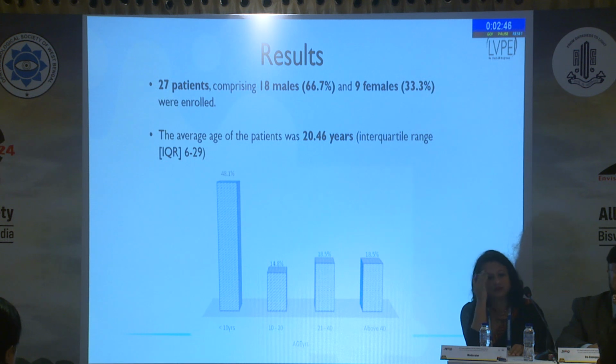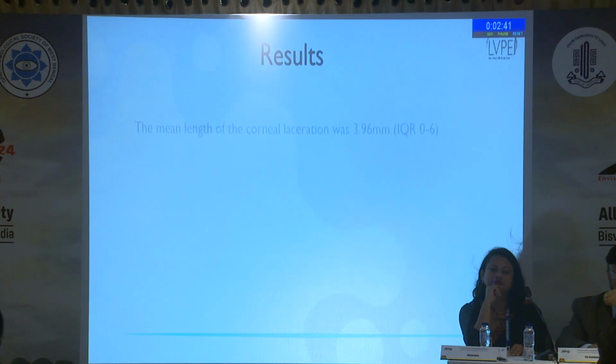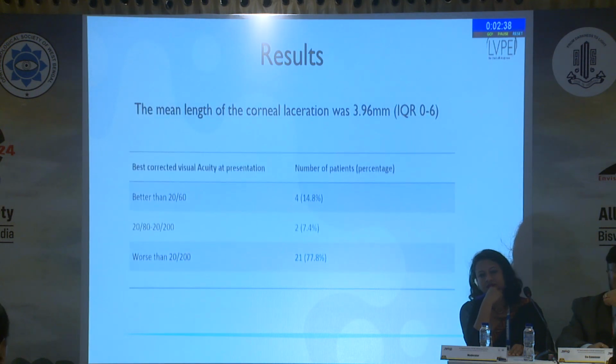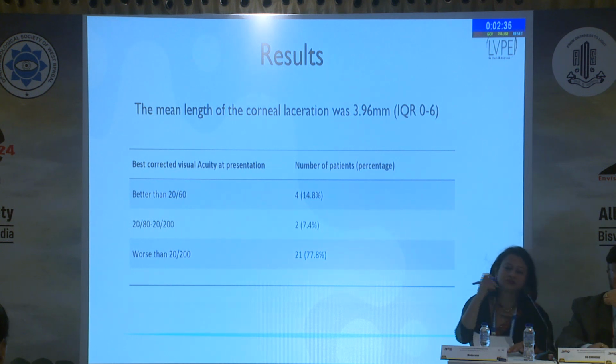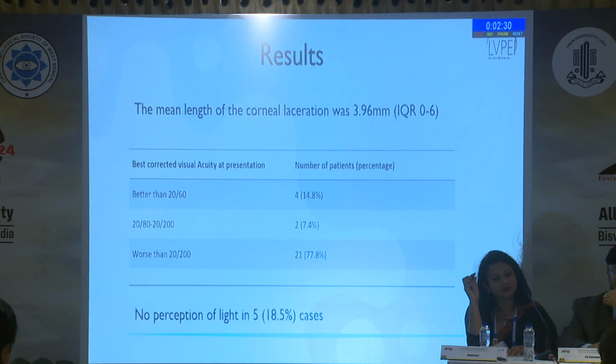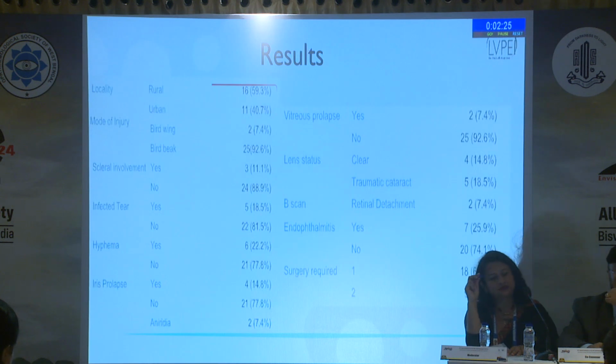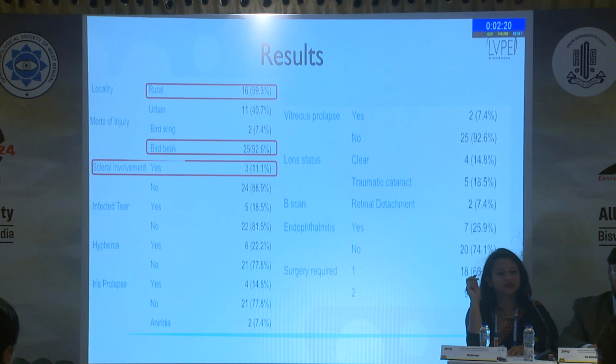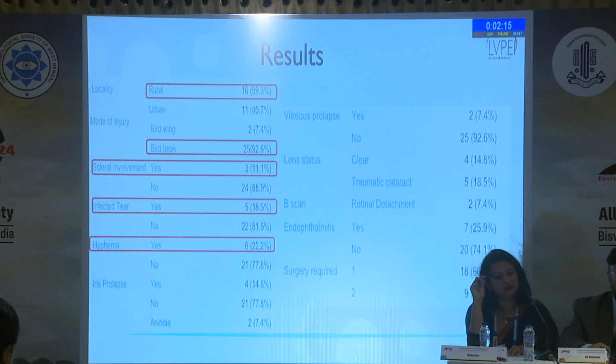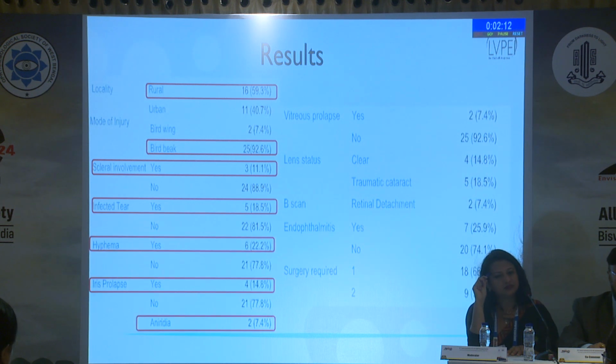There were 27 patients, 18 were males. The average age was 20.46 years, and the mean length of corneal laceration was 3.96 mm, and visual acuity was better than 20/60 in 4 cases, and worse than 20/200 in the remaining 23 cases. No perception of light was noted in 5 cases. The population was rural in 16 cases, and bird beak was causing injury in 25 cases, scleral involvement in 3 cases, infected tear noted in 5 cases, hyphema in 6 cases, iris prolapse in 4 cases, aniridia in 2 cases, and vitreous prolapse also in 2 cases.